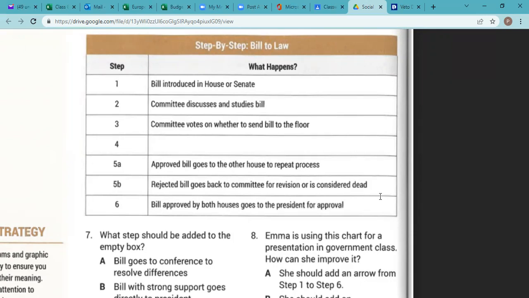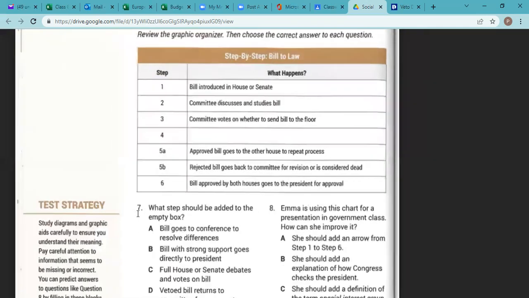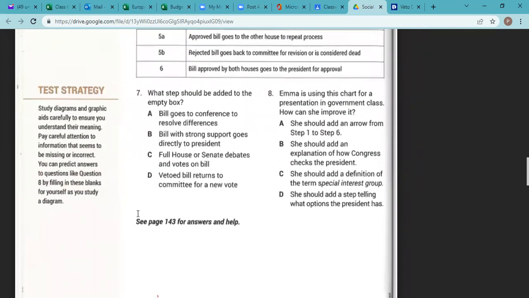The approved bill goes to the other house to repeat the process. 5B, the rejected bill goes back to the committee for revision, or it may be considered just dead, where they're going to scrap that bill altogether. Or they could even completely rewrite that bill. Okay. And then the last step is the bill is approved by both houses, and then it goes to the president for approval. So let's see what kind of questions we have.